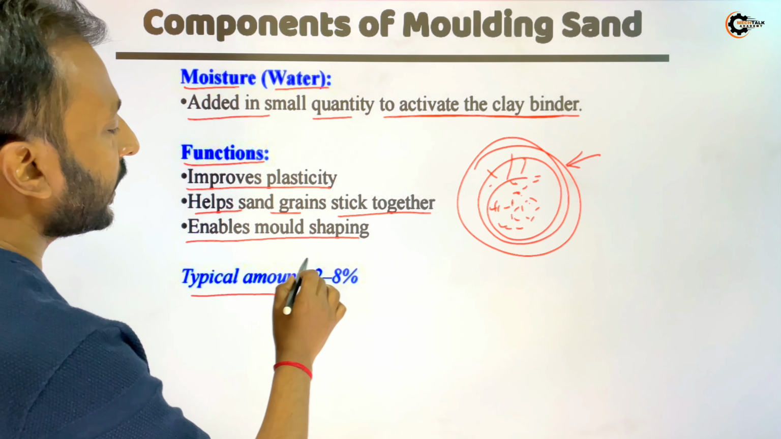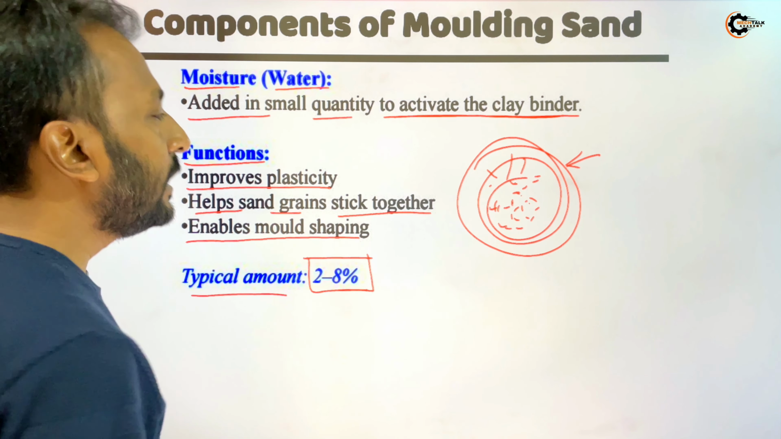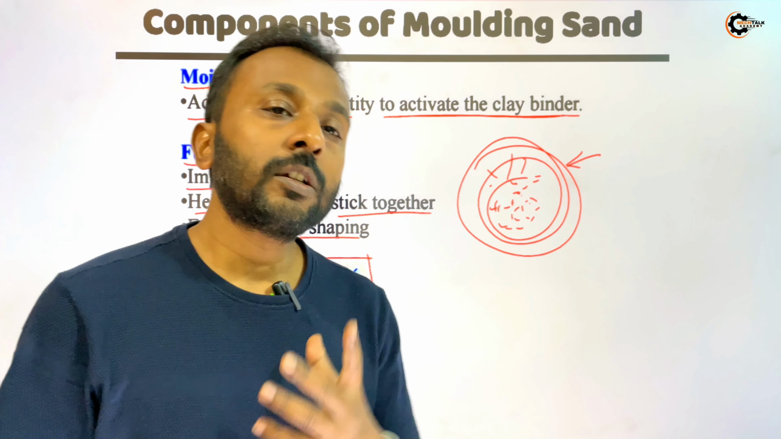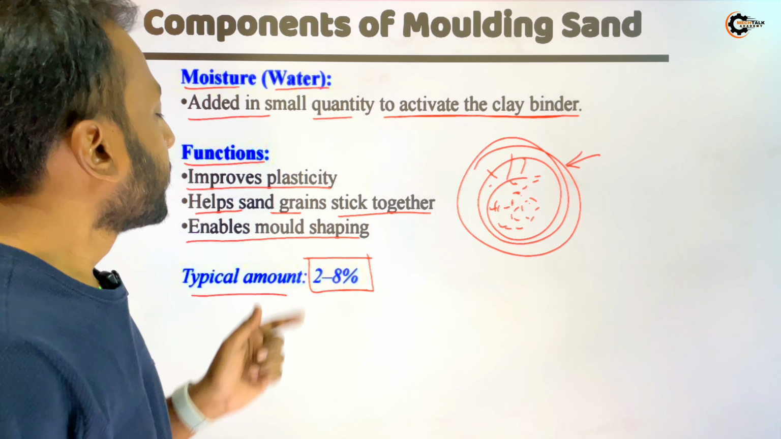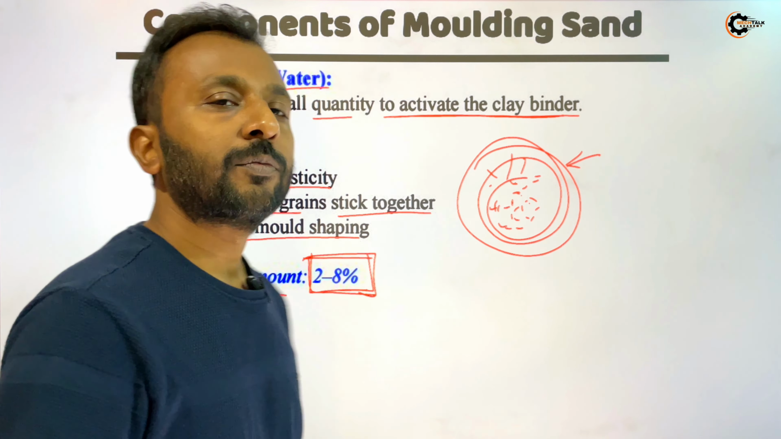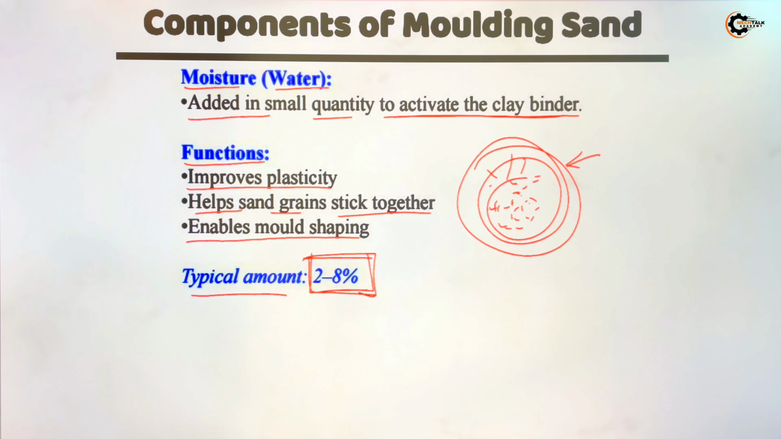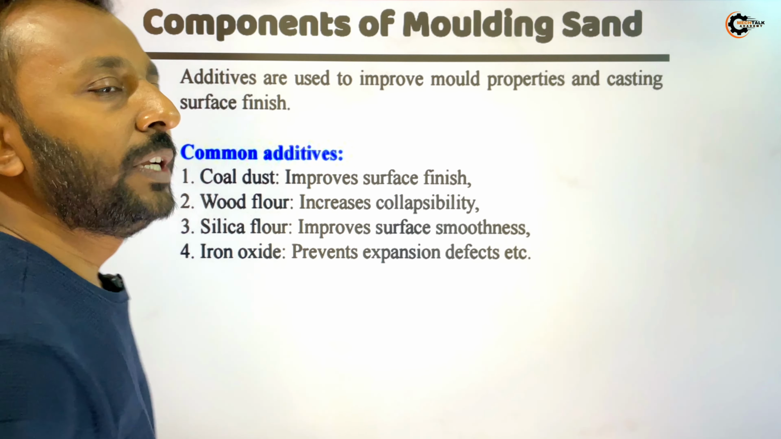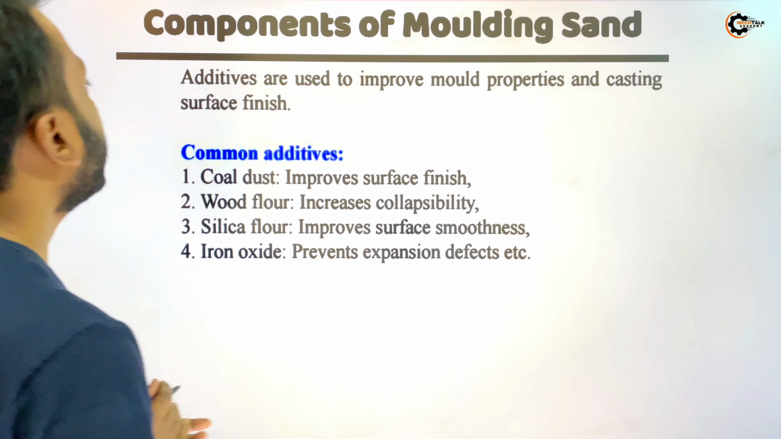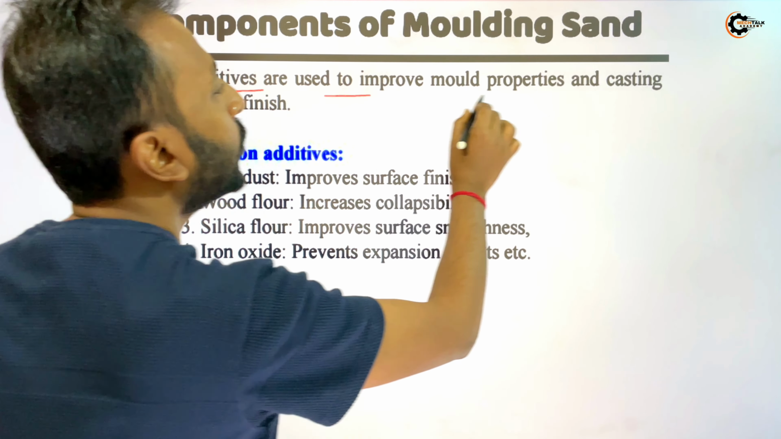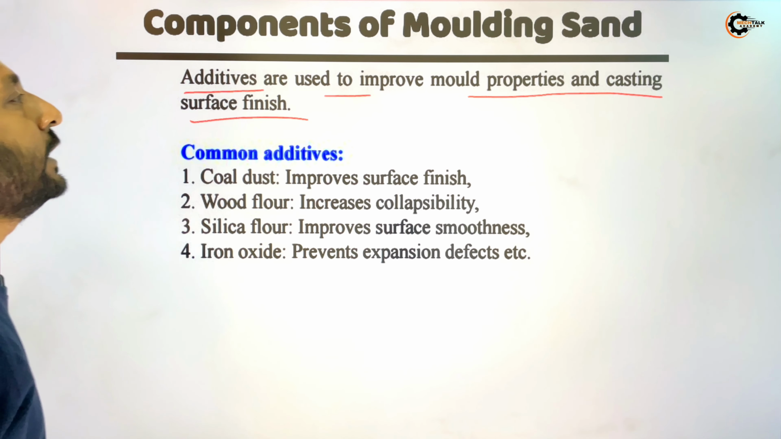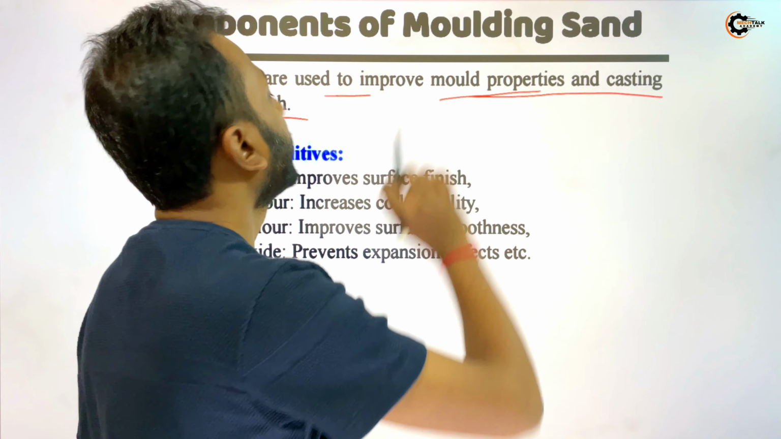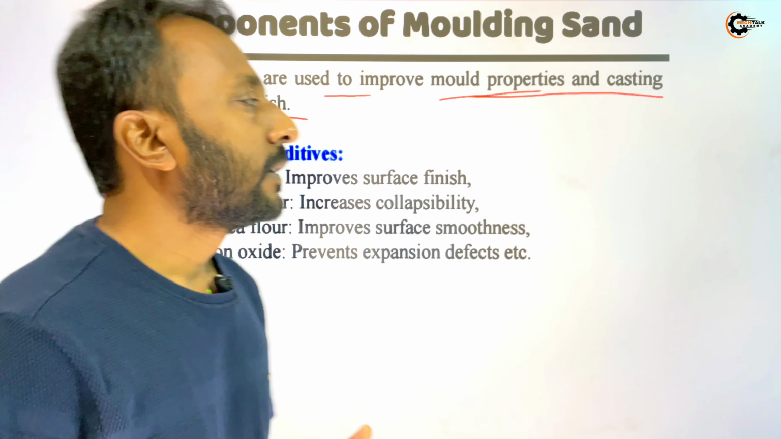Its typical amount is 2 to 8%. It depends on the need of the molding sand or the process. This percentage varies from one type of molding sand to another. Additives are used in molding sand to improve mold properties and casting surface finish. We use additives to improve the mold property and the surface of the casting product.